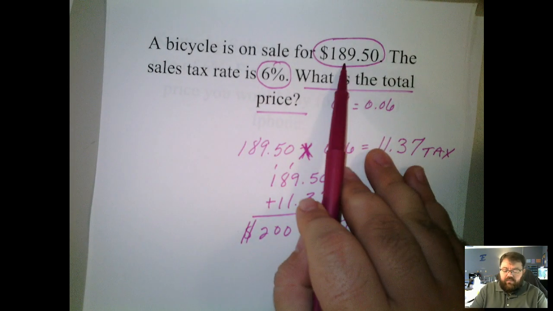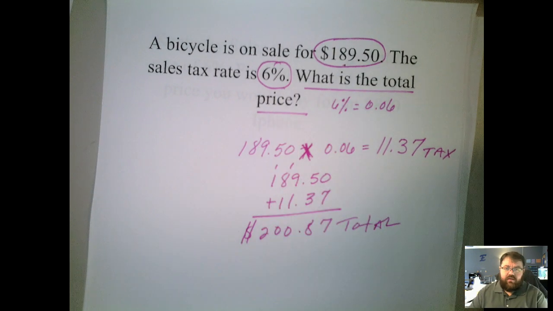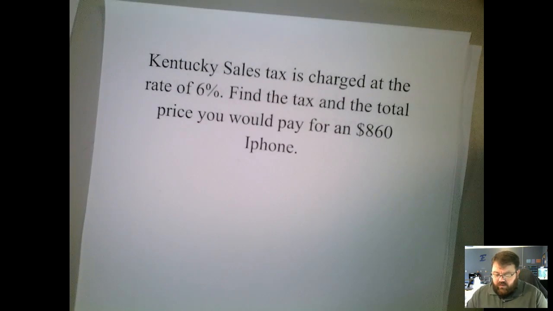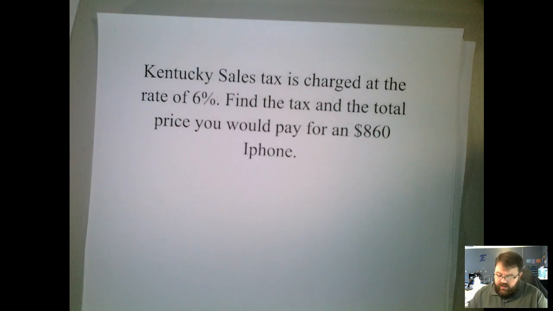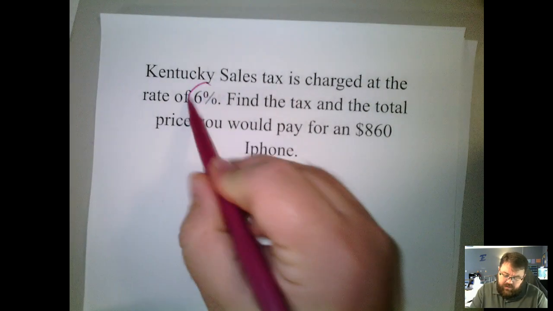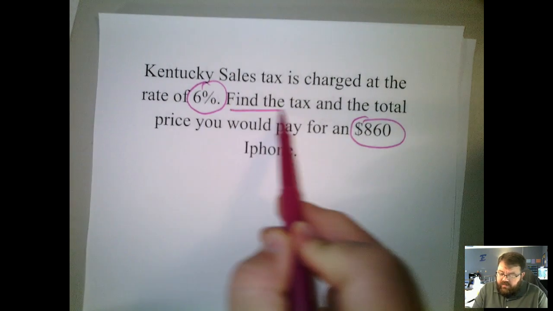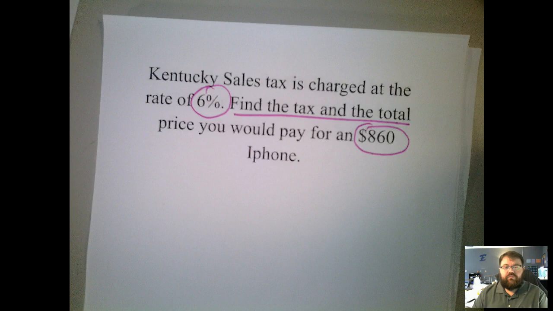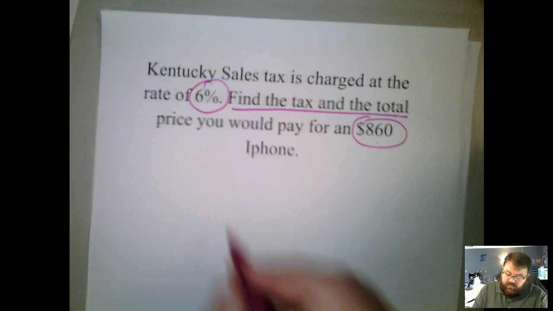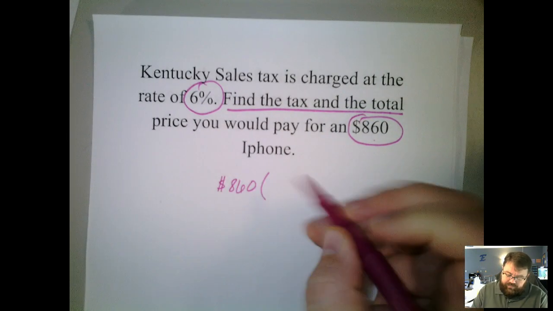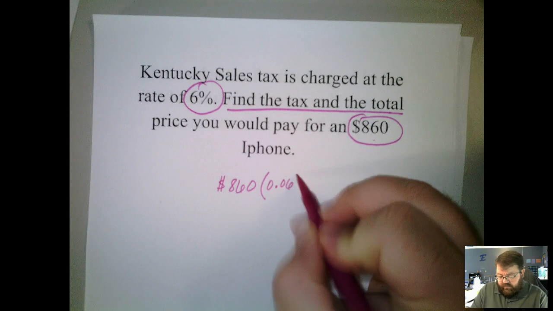Again, taking the price, multiplying it by 6%. Kentucky sales tax is charged at a rate of 6%. Find the tax and the total price you would pay for an $860 iPhone. So 6%, 860. Find the tax and the total. Okay, so we're going to take the iPhone amount, which is $860, multiply that by 0.06.